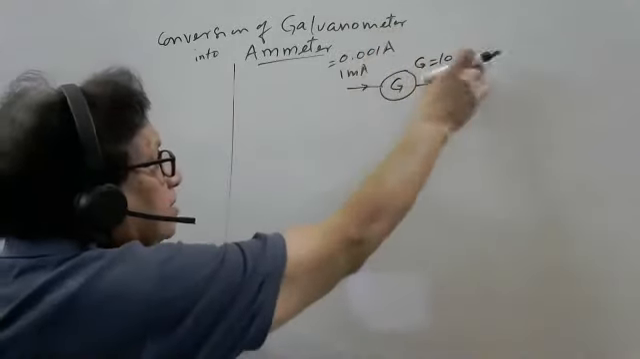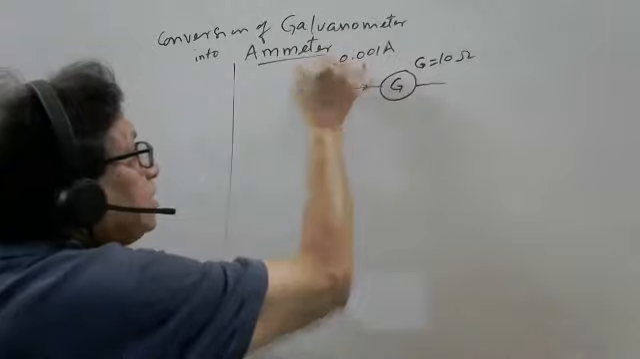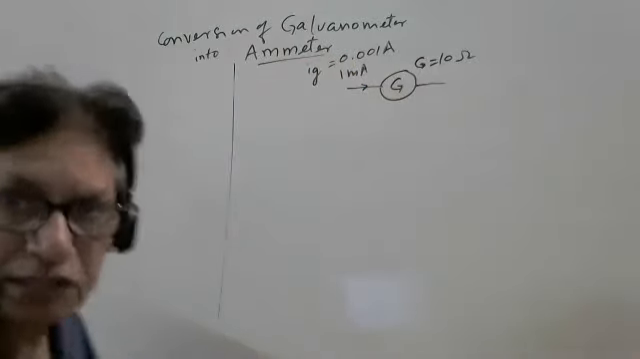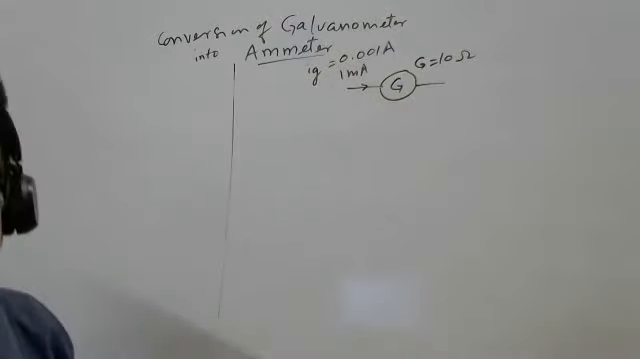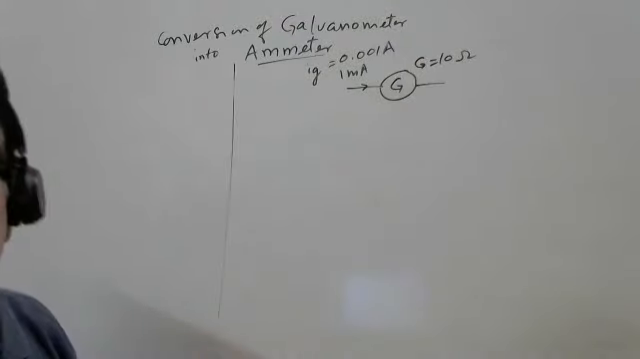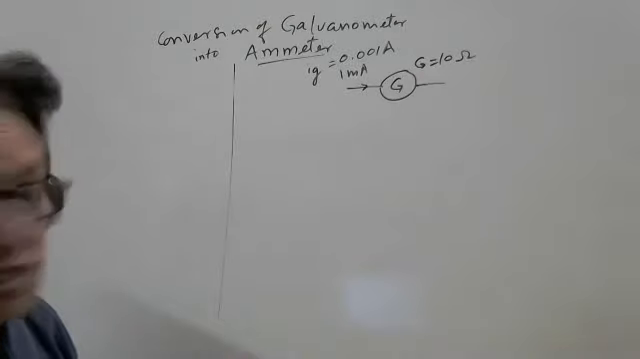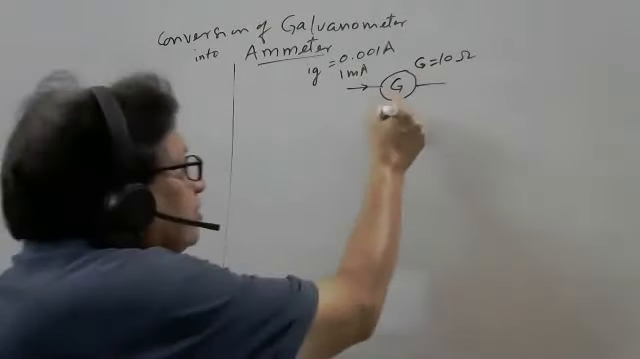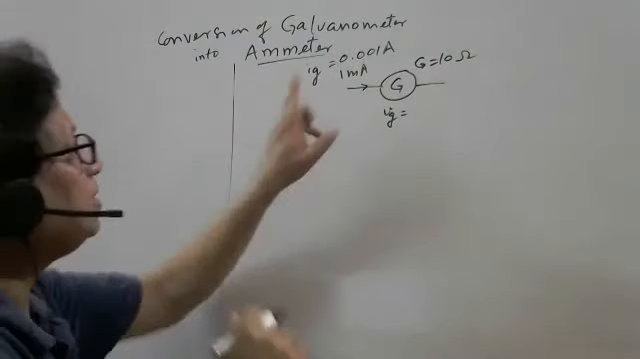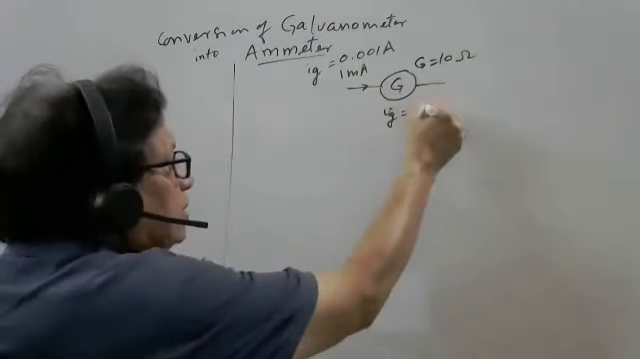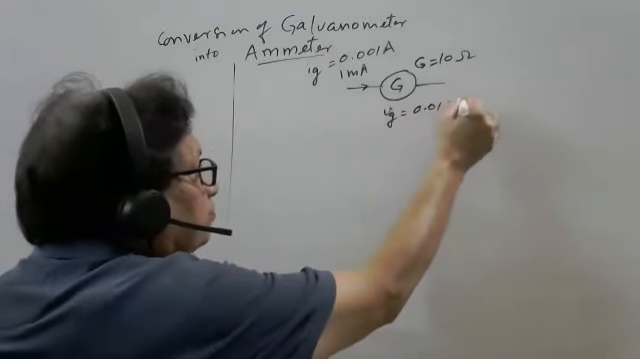V equal to IR. This is IG. IG means the current passing through the galvanometer is 1 milliampere only, that is 0.001 ampere. And the resistance here, because of this galvanometer coil, is 10 ohm. So what is the VG? VG means voltage across this galvanometer, that is I into R. So it means 0.01 volts.